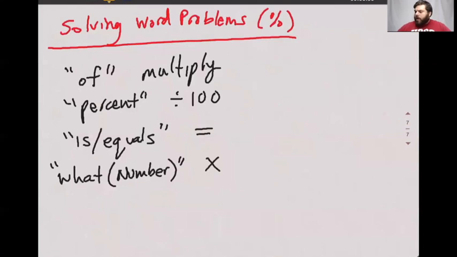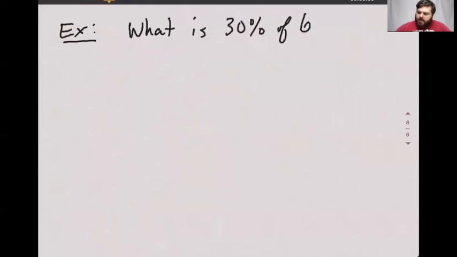Okay, so what we're going to do is take word problems that deal with percentages and convert them into equations by doing this. All right, so let's look at an example. What is 30% of 65? What is 30% of 65? Okay, let's do it. What does what mean? What means X. Okay, what is? That's equals. Then 30%. Now the number 30 you just write down.